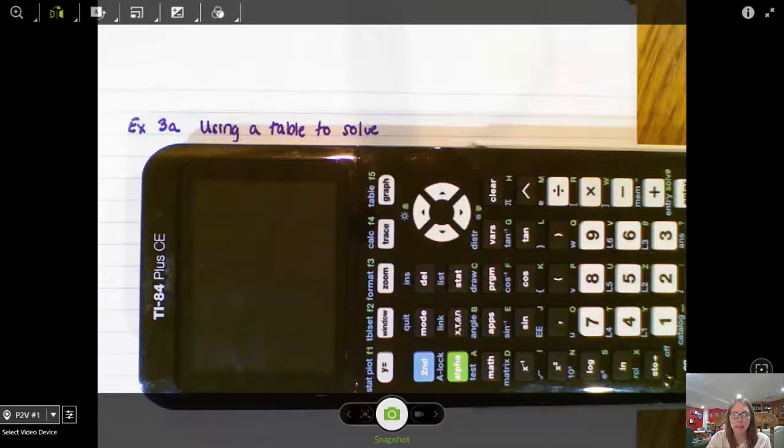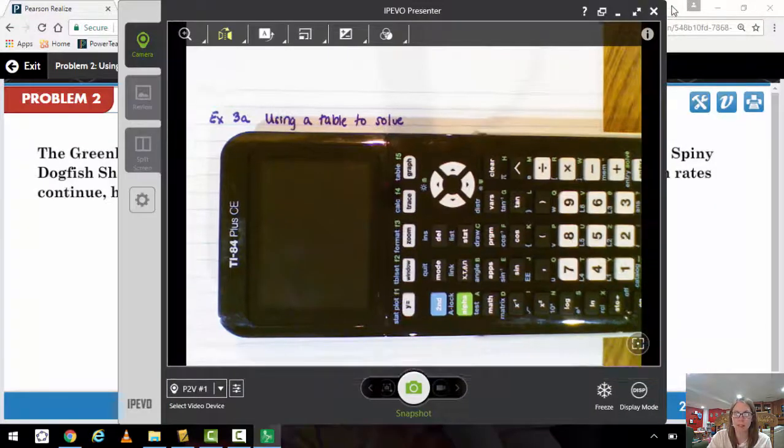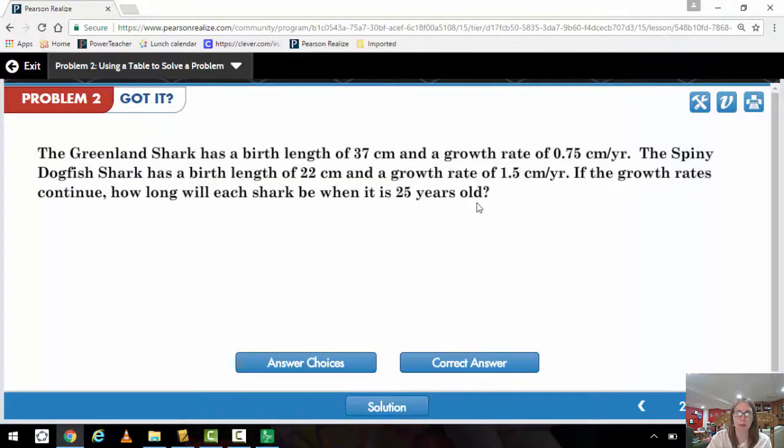In these next two examples, we are going to use your graphing calculator quite a bit to solve systems of equations. So our first problem here, example 3a, using a table to solve, I want to look at this problem right here. And instead of rewriting everything on my paper, I'll just show you this screen.